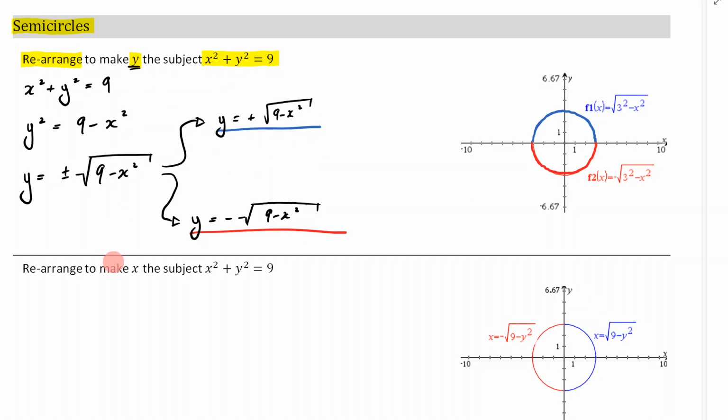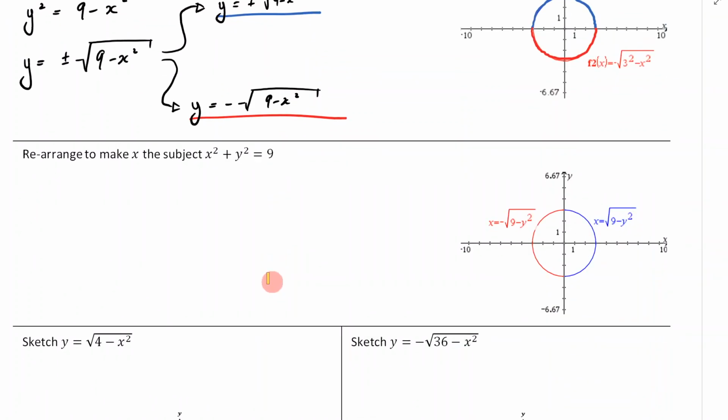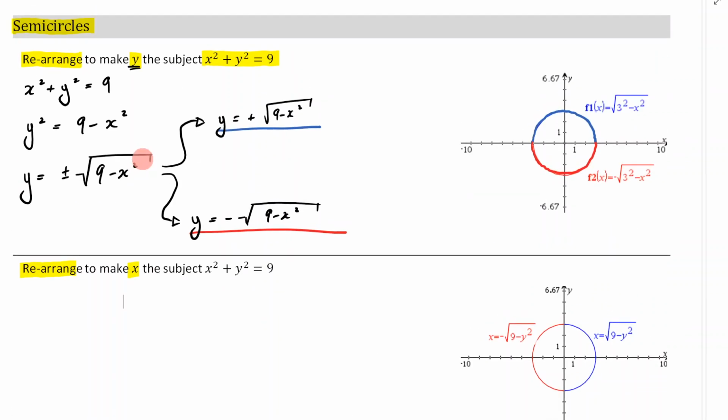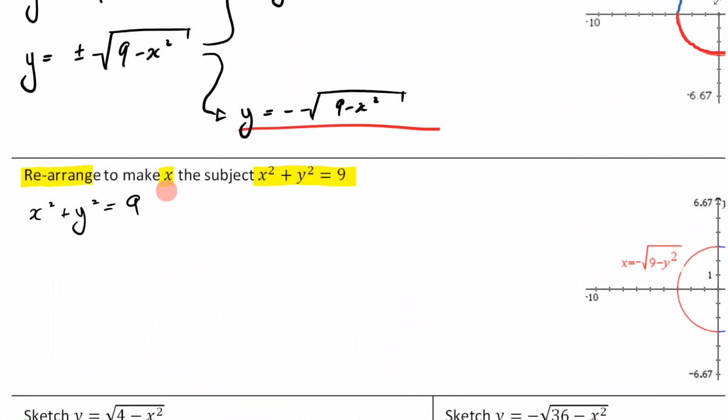What if we were to come down here and instead rearrange to make x the subject? What exactly would happen there? Well, let's do it. We're going to rearrange to make x the subject for this right here. So let me begin by just writing out what I have. x squared plus y squared is equal to 9. And now if I want to make x the subject, that means I want to get x by itself. So that means I'm going to subtract y squared from both sides.